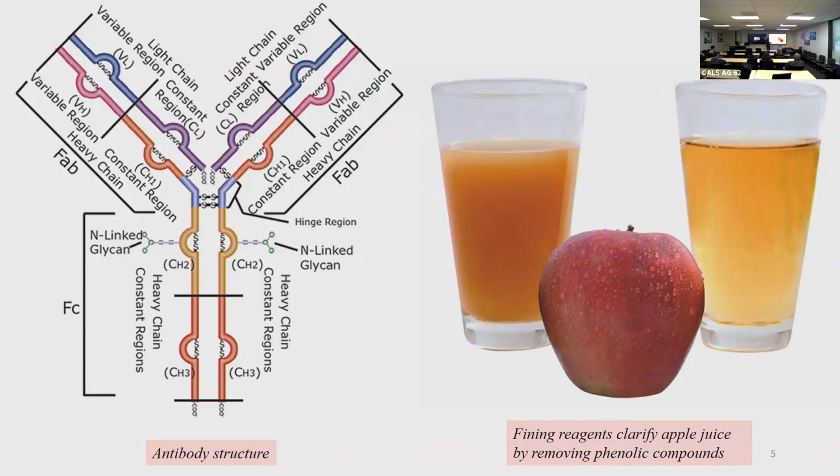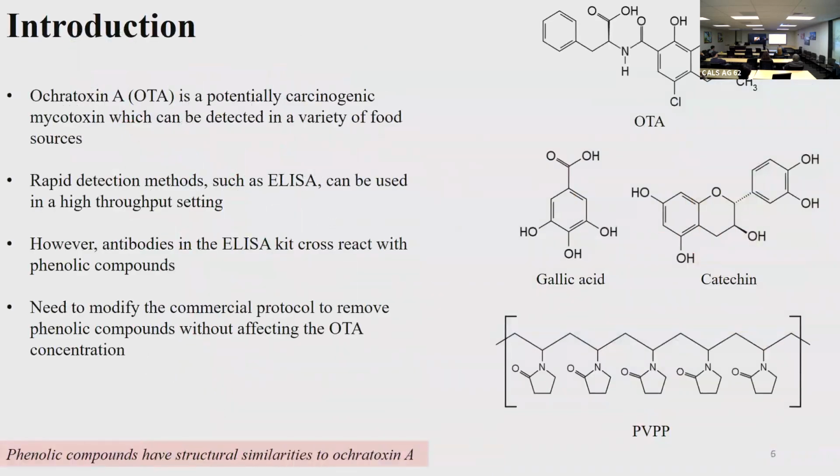The way around this was to use a fining reagent, which is commonly used for clarifying apple juice, because it removes the phenolic compounds which contribute to that cloudiness. A little bit more formally, it's the structure of ochratoxin A that we're interested in, and we're using ELISA kits where they're doing high throughput screening. That's the problem where we started to get false positives from pistachios, because prior work showed that these two phenolic compounds were known to interfere with the test.